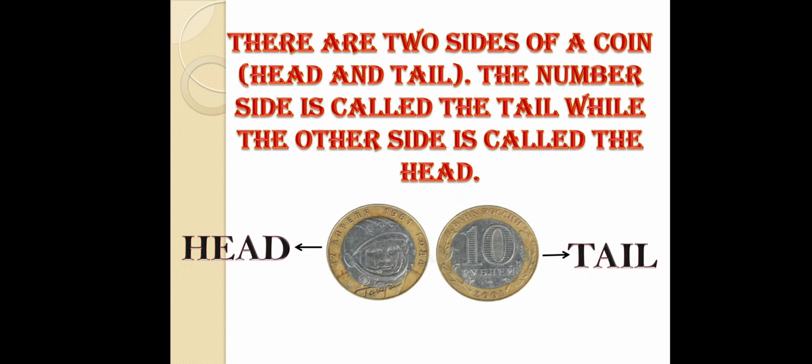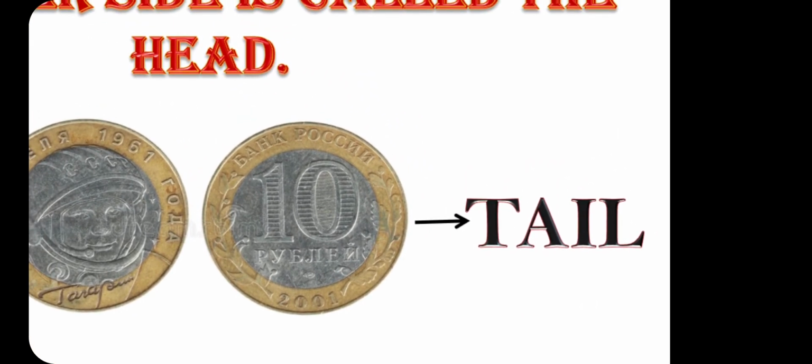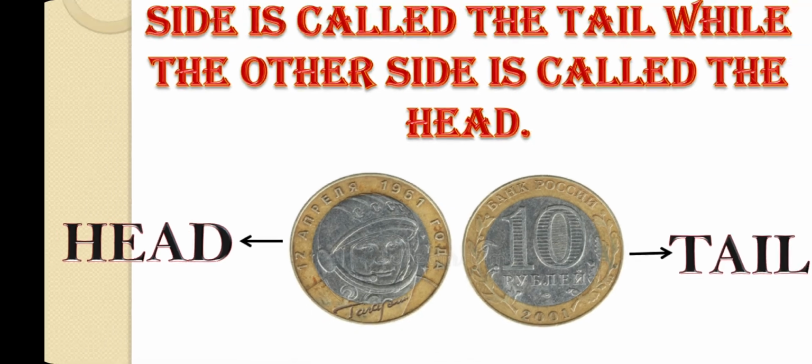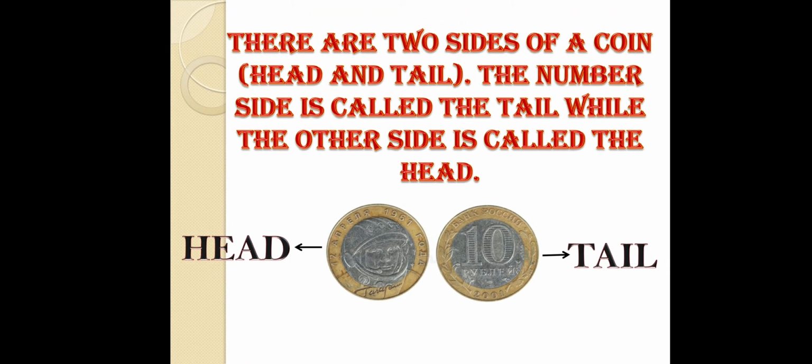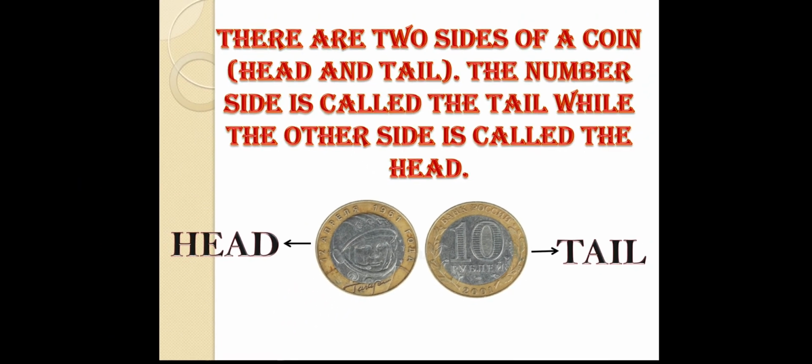Now we must know that there are two sides of a coin, head and tail. Now the number side is called tail. आप लोग ये number side देख सकते हो. Take out the coin and see. जहाँ पे number side लिखा होगा that is called tail, and head side is the other side. Where the photo is drawn, that is called head side. So there are two sides of a coin, head and tail. The number side is called tail, while the other side is called head.